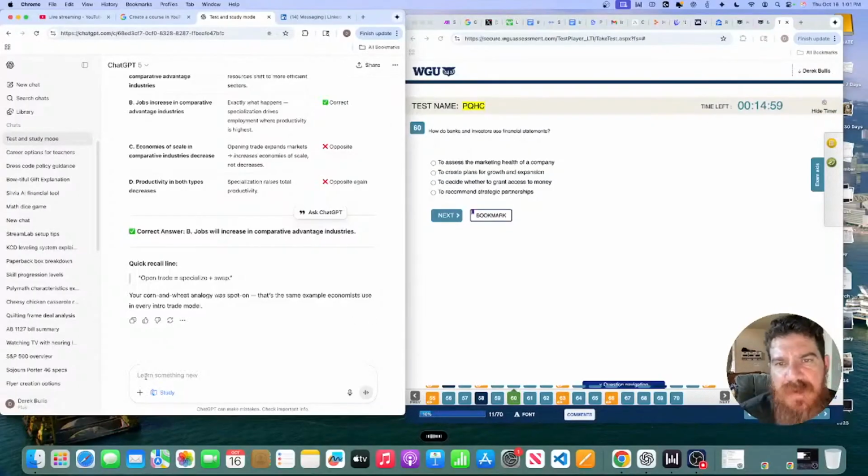Question 60. How do banks and investors use financial systems? This is a good question. Very, very simple, clean cut, no extra context. Let's look at A, B, C, and D. A, to assess the marketing health of a company. B, to create plans for growth and expansion. C, to decide whether to grant access to money. And D, to recommend strategic partnership.